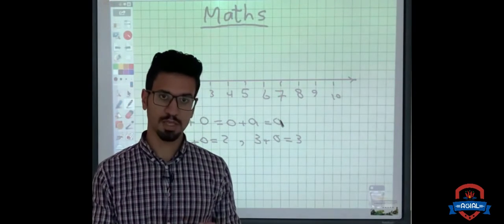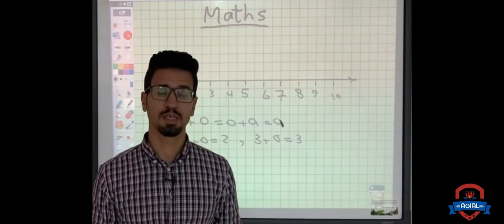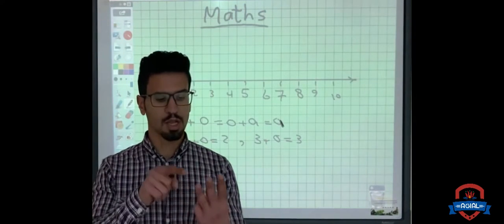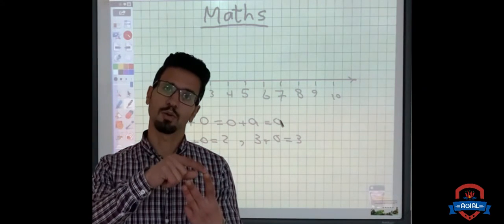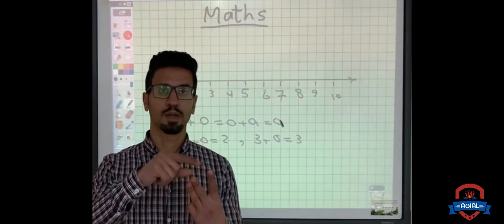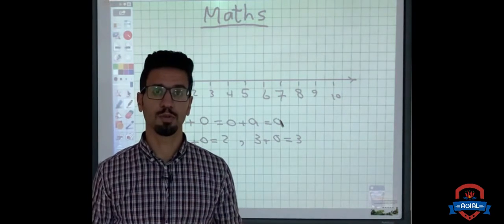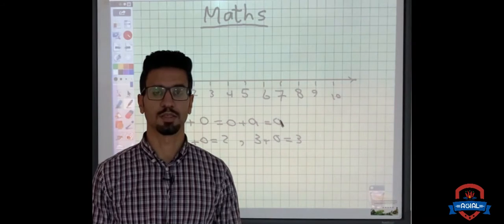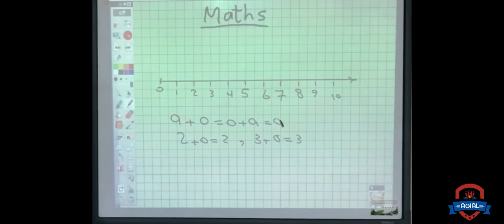And the third property is called the associative property. In the associative property, if we have any three numbers like a, b, c, then a plus b, all plus c, will be equal to a plus b plus c, all plus c. And the fourth property is the neutral additive, and the neutral additive is 0.